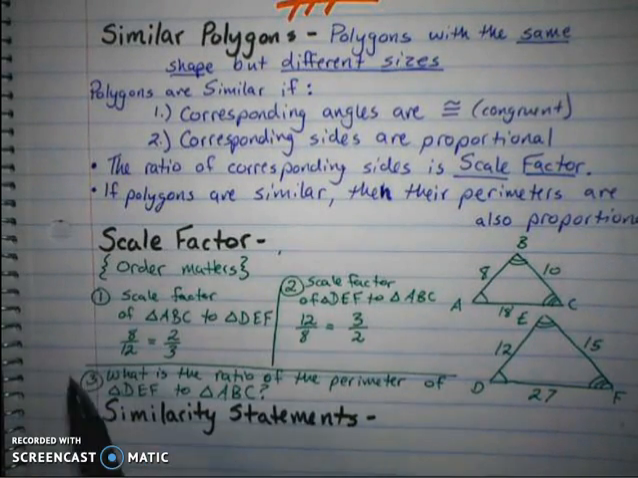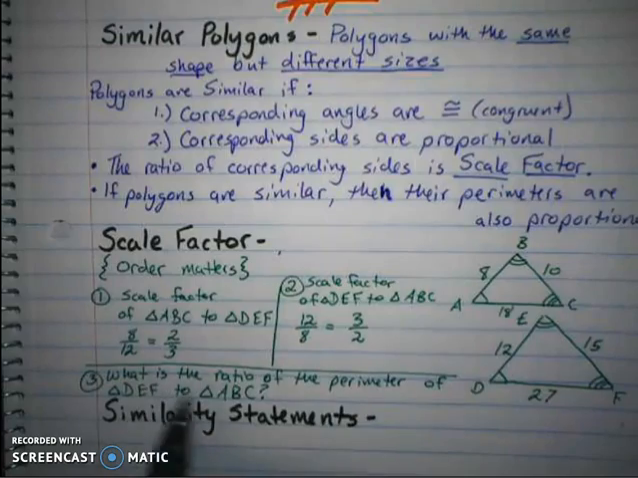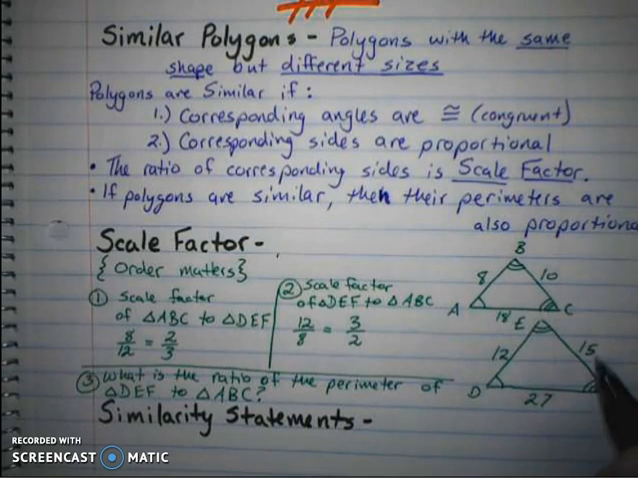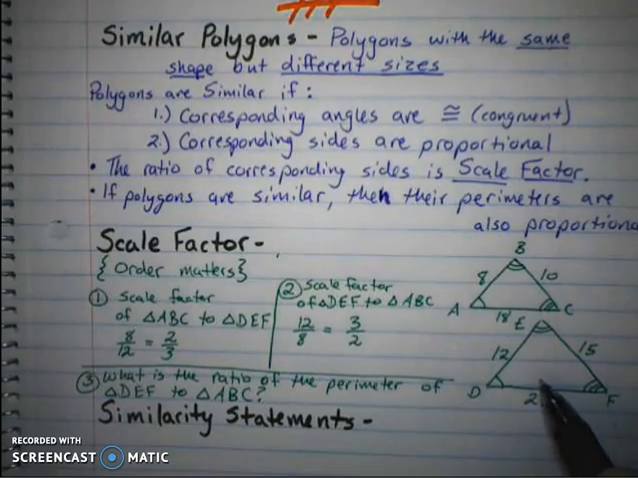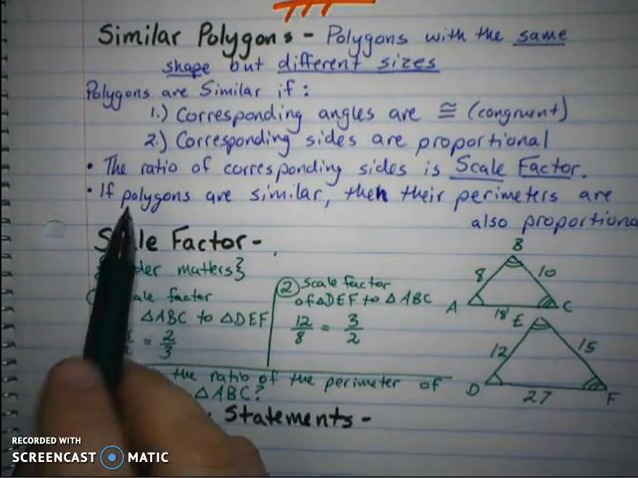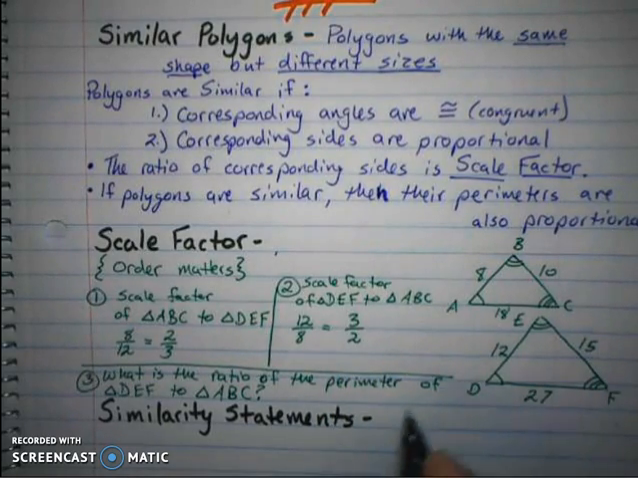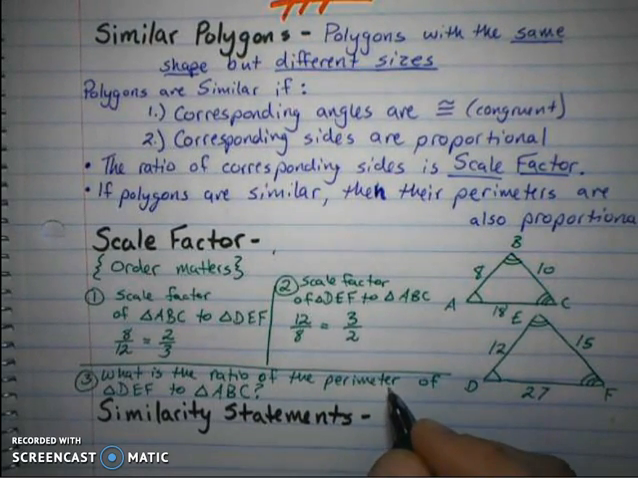All right, and then I do want to ask a third question here. What is the ratio of the perimeter of triangle DEF to triangle ABC? Now, we can add these sides up and get what the perimeters are, so to find that. But you can also remember this. If polygons are similar, then their perimeters are also proportional. So I want you to notice what the ratio ends up being.